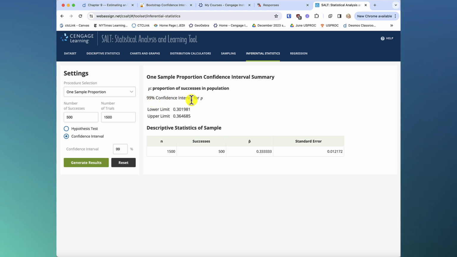So a 99% confidence interval for the true population proportion of whatever the context is, 0.302 to 0.365. And again, here are the statistics that we were using. There's your standard error. If you wanted to, you could also take the standard error, multiply by 1.96, and then add and subtract from your p-hat, and that's a 95% confidence interval. In this case, we did a 99%.